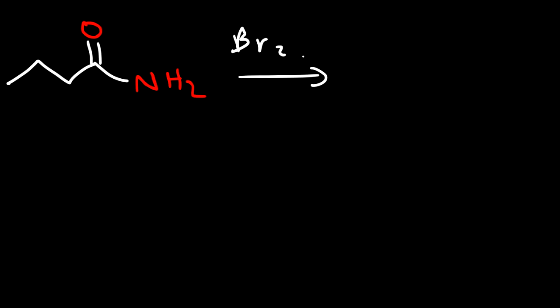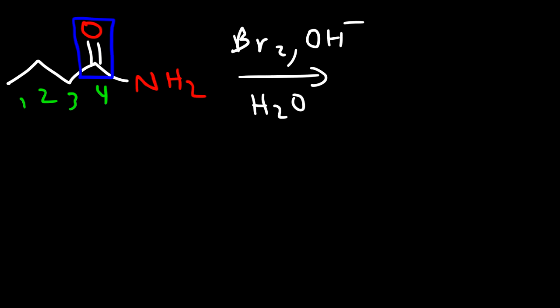Now the next reaction we're going to talk about is something called the Hofmann rearrangement reaction. And so what we're going to do is we're going to react it with a halogen. It could be Br2 or Cl2 under basic conditions in water. And so what's going to happen is we're going to lose the carbonyl group. So we started with a total of 4 carbons, but now we're going to have 3 carbons. And so this is going to be the end result of this reaction. If you want to see the mechanism for this reaction, I have a separate video on YouTube. So if you just type in Hofmann rearrangement and then organic chemistry tutor, it should come up.